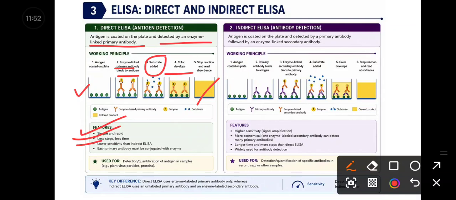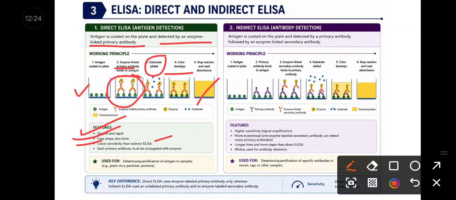How? See here, only one time we are confirming that the antigen is there, and only one time we are confirming by adding the primary antibody. We are not cross checking it another time, no further step is there. Simply we are checking the color development by adding the substrate. No secondary antibody, no cross check is there. That's why the sensitivity is lower compared to the indirect ELISA.